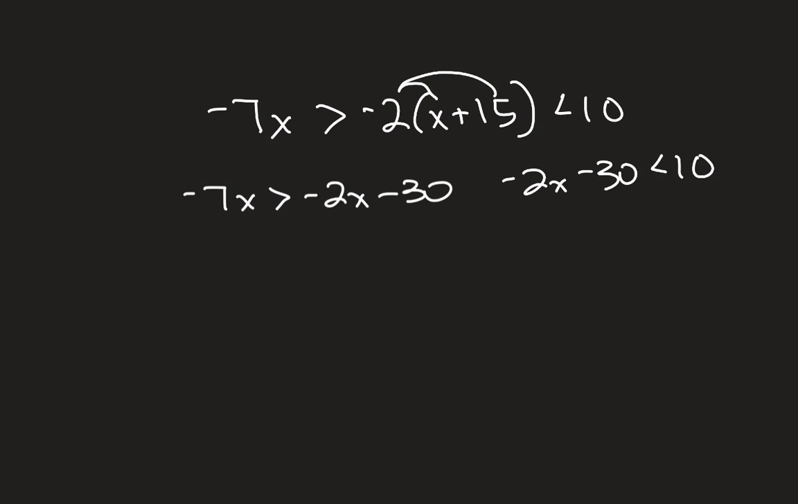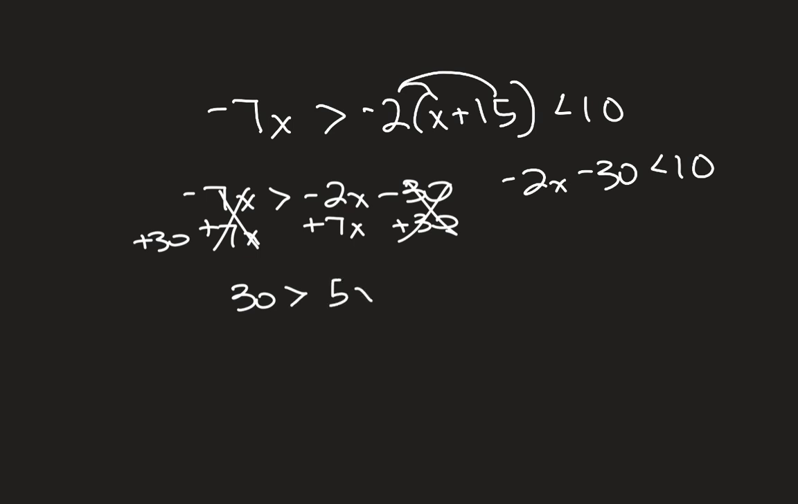We broke it into two inequalities, and then we want the x to remain in the middle. So we're going to add 7x to both sides, and that's going to cancel out. And then we're going to add 30 to both sides. That's going to cancel out. So we're going to end up with 30 is greater than 5x.